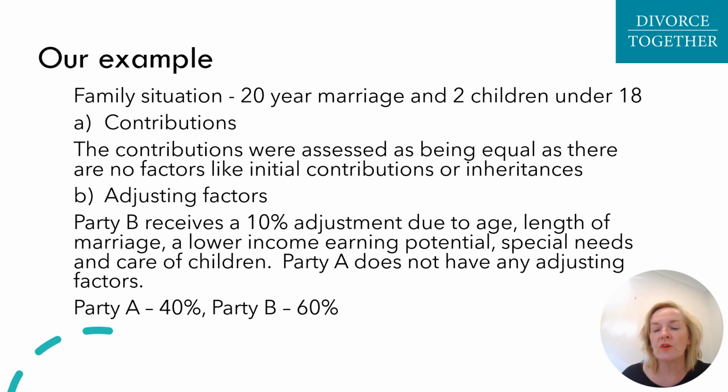In this example, the relationship was 20 years and there are 2 children under 18. Contributions are assessed as being equal, as there are no factors like initial contributions or inheritances. After considering the adjusting factors, Party B will receive an adjustment of 10% due to age, length of marriage, a lower income earning potential, special needs, and care of children. Party A does not have any adjusting factors. They earn a significant income and do not have the main care of children.